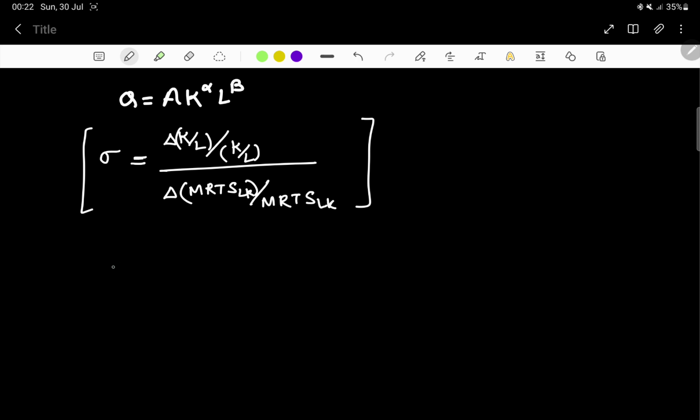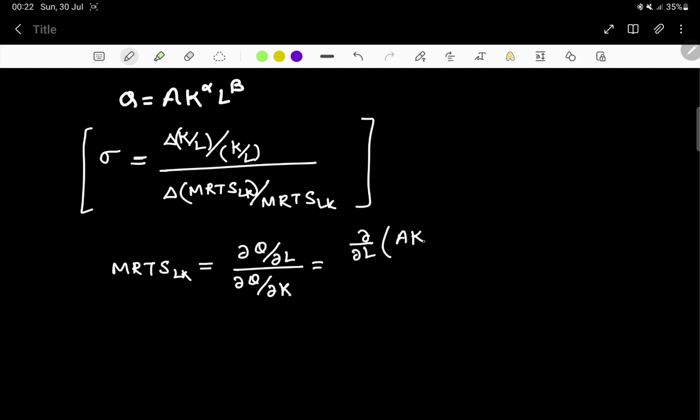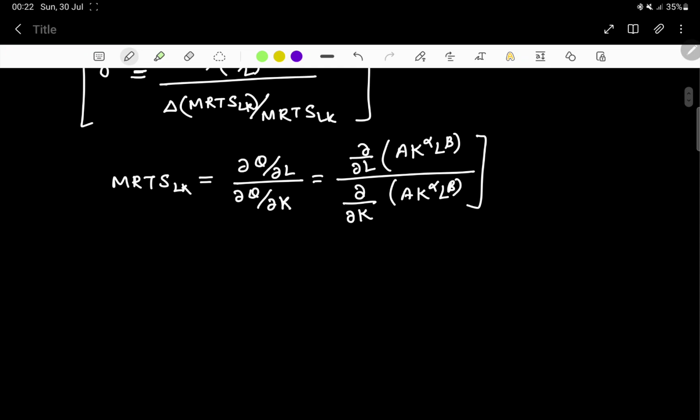Now here we will be calculating firstly what is MRTS LK. We know MRTS LK is calculated by del Q by del L divided by del Q by del K. Now we can derive del Q by del L by putting del by del L into Q. What is Q? It is A K^α L^β. Divided by del by del K of A K^α L^β. Okay. Now we can just solve it.